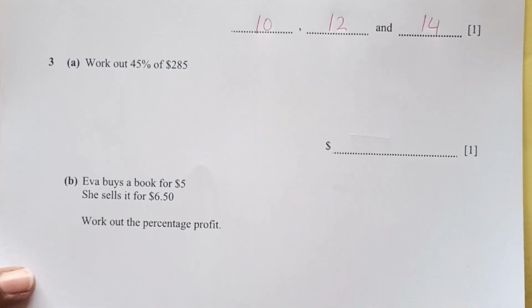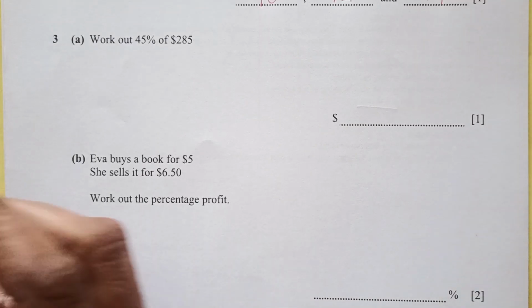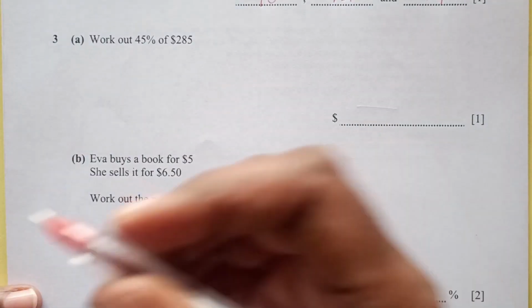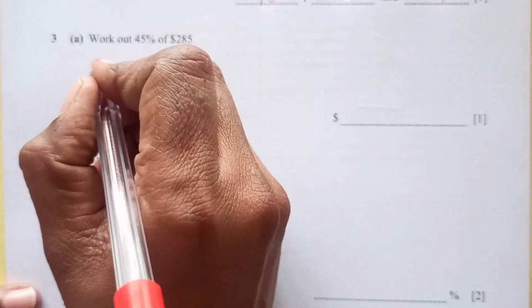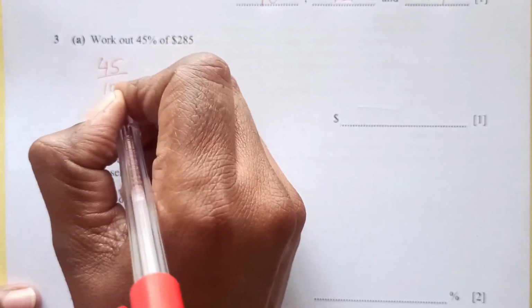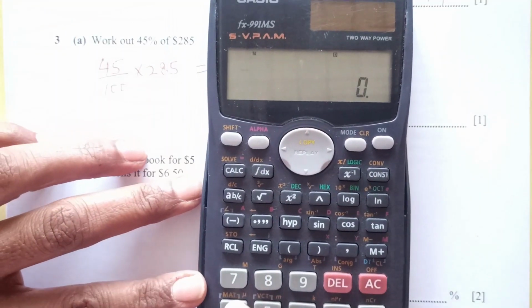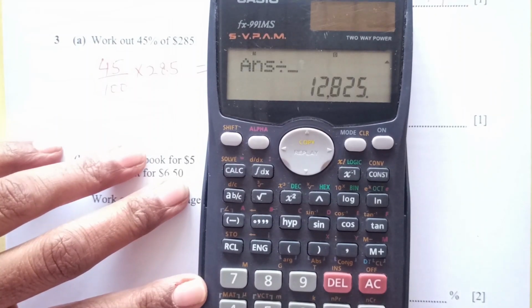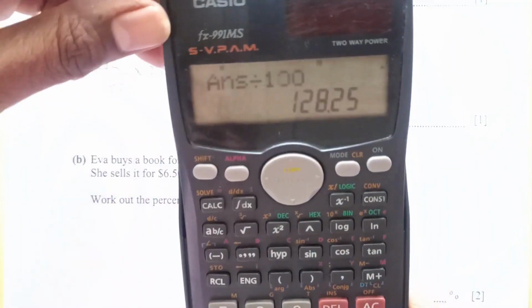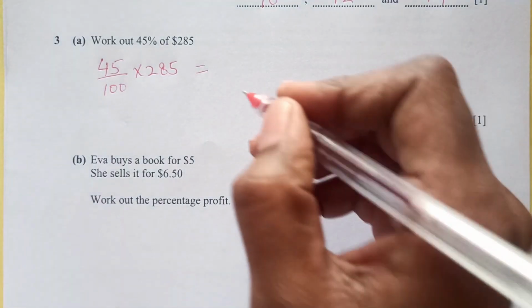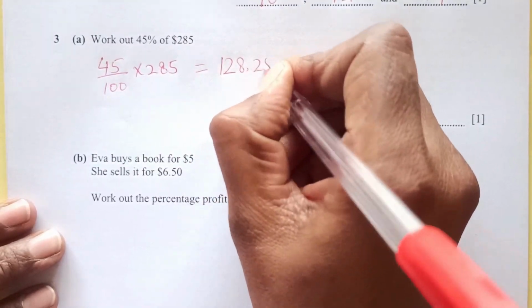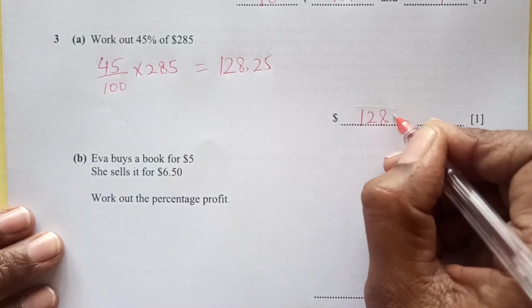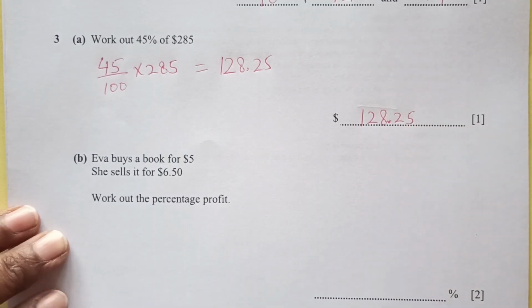Okay. Now number 3, work out 45% of $285. So that means 45 over 100 times 285. So let's see by the calculator. 45 times 285 divided by 100. So we have this one, 128.25, and it must go in the answer column here.